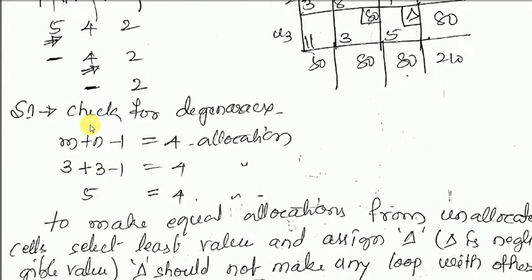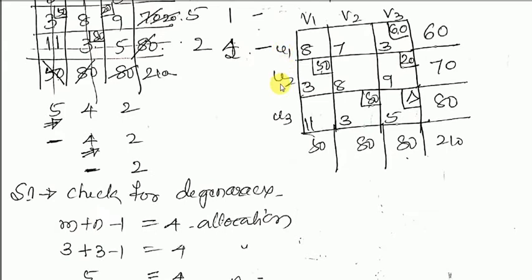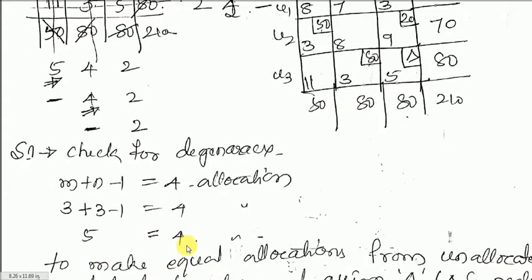Now, what is M plus N minus 1? U1, U2, U3 plus V1, V2, V3 is 3 plus 3 minus 1, which equals 5. But allocations are 1, 2, 3, 4. There are only 4. To make it equal, we have to assign this delta. Where do we have to assign this delta?